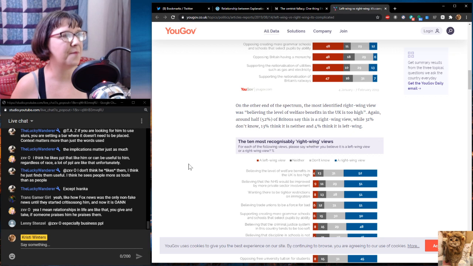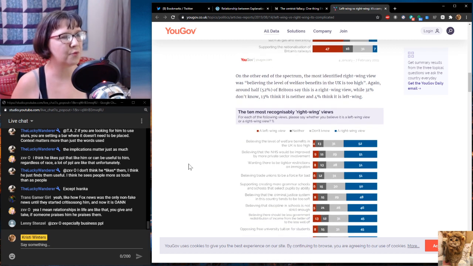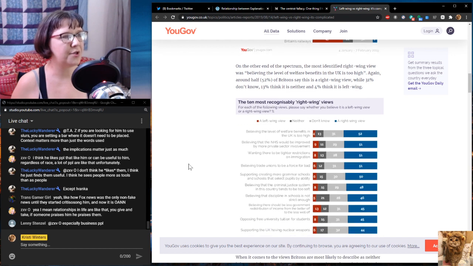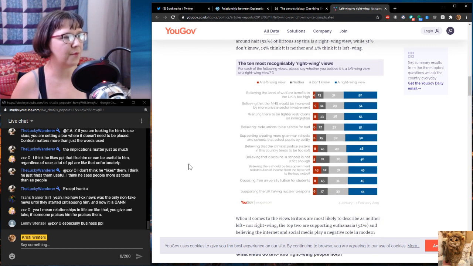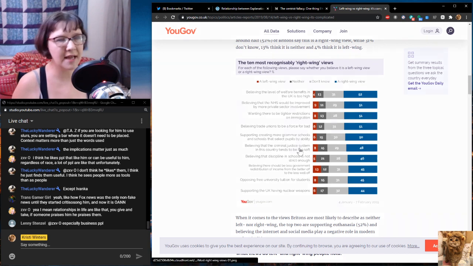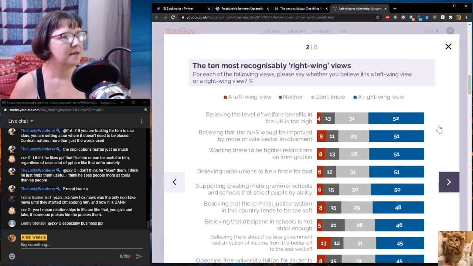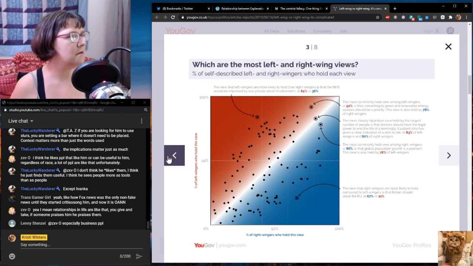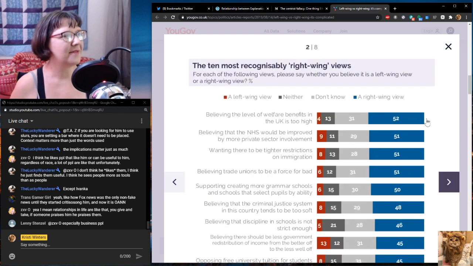On the other end of the spectrum, the most identified right-wing view was believing the level of welfare benefits in the UK is too high. Again, around half of Britons say this is a right-wing view, while 31% don't know, 13% say it's neither, and 4% think it's a left-wing view. Let's have a look at this one in the big C's then. Believing the welfare benefits are too high, 52% thought that was right-wing.